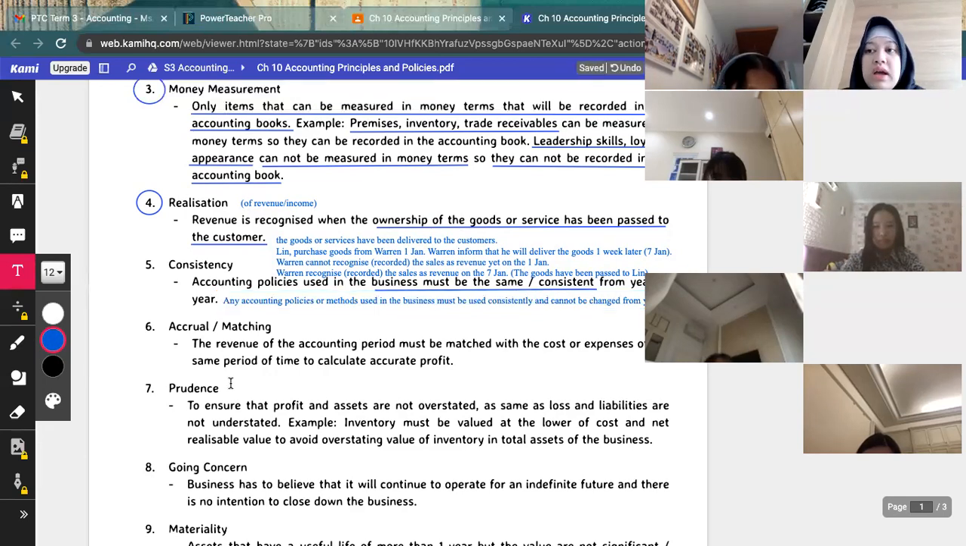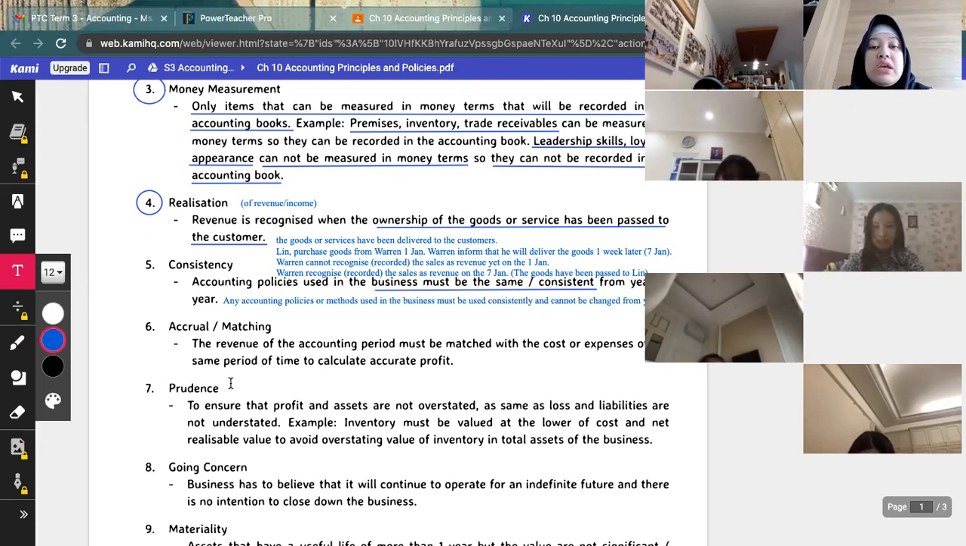Okay, so in the future we will study chapter 12 and other chapters, where we have to choose a method for solving the case. Usually, after choosing one method to treat one of the assets, the business will use that method for years. We cannot change the method from year to year.